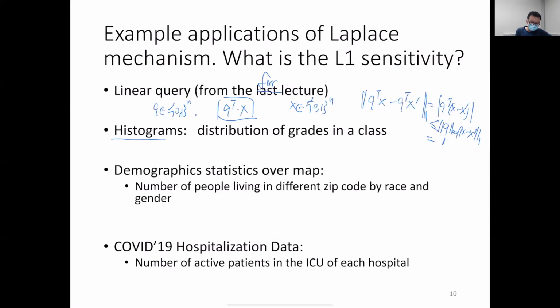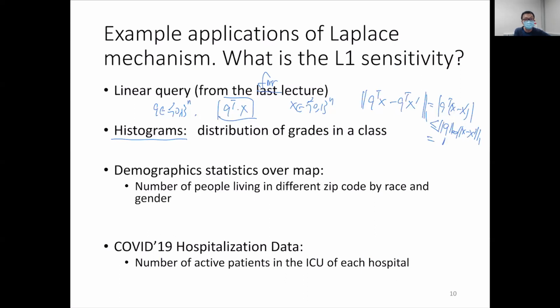So how about a histogram? As an example, let's say that in an undergraduate class, we have finished the midterm and we want to communicate the distribution of the grades to the students without jeopardizing individual students' privacy. We count the number of people in the 0 to 60% zone, the 60% to 70% zone, and so on. Then we have a vector of output, let's say a vector of 5 different outputs.